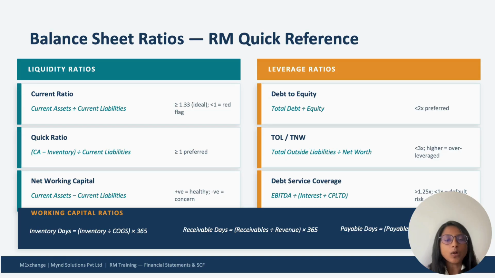Okay, and how do I find the working capital cycle? It is your inventory days plus receivable days minus payable days. Okay, what is working capital cycle? It tells me in how many days, starting from my buying of raw materials to getting my money from the buyer, the end-to-end cycle, what is the gap?